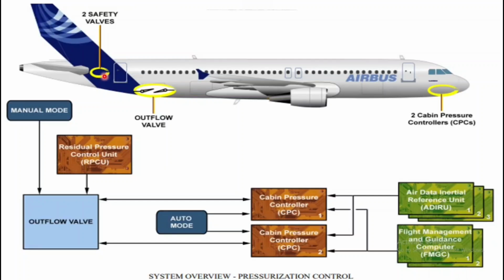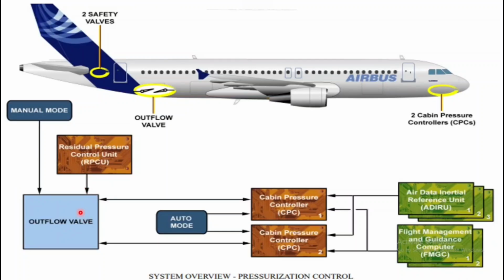The safety valve also protects against negative differential pressure. And there is the RPCU, I told you, the residual pressure control unit. It controls the residual pressure in the cabin and takes over control of the outflow valve automatically by providing power directly to the manual motor of the outflow valve. So this gives direct supply to the manual motor of the outflow valve to control the cabin pressure.